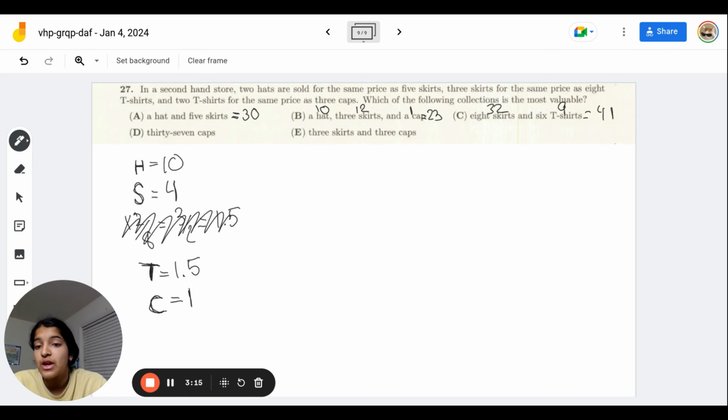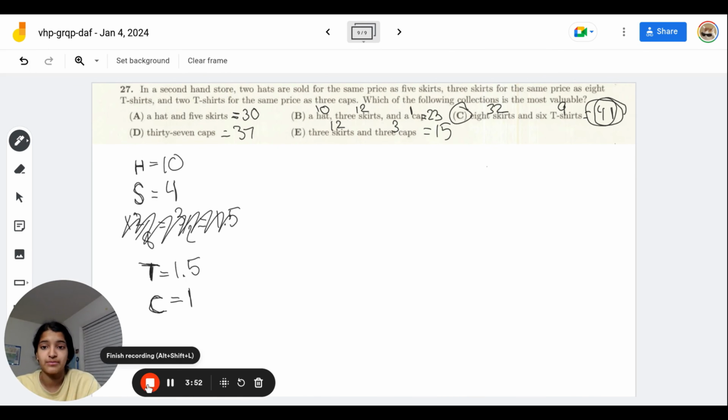And then you have 37 caps. Well, each cap is $1. So when you assign that value, it would just be 37. And then 3 skirts and 3 caps. 3 caps, that's $3. Let's put that right there. And then the 3 skirts, each skirt is $4, so that's $12-ish, which would equal 15. So out of all of these, the one that costs the most money and is the most valuable is C at $41. So the answer to this question would be C.